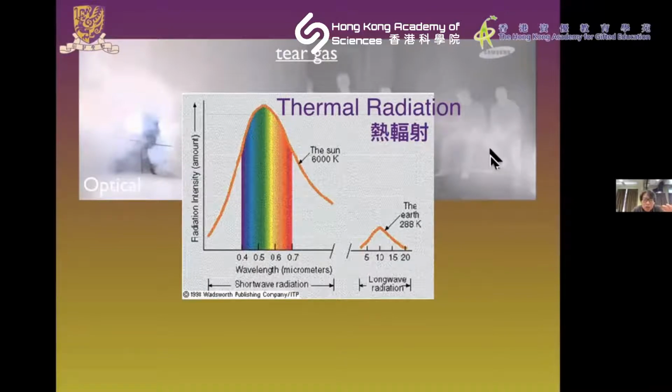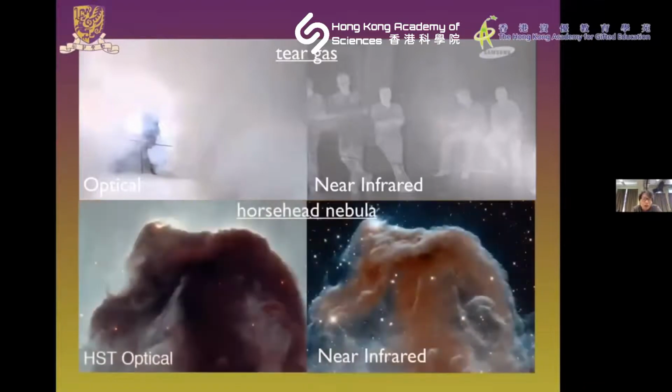Okay, so the camera doesn't depend on seeing the reflected light from the body, which is blocked by the smoke. It can detect the light from the body directly. So with the same kind of strategy, we can try to look into the star-forming cloud.